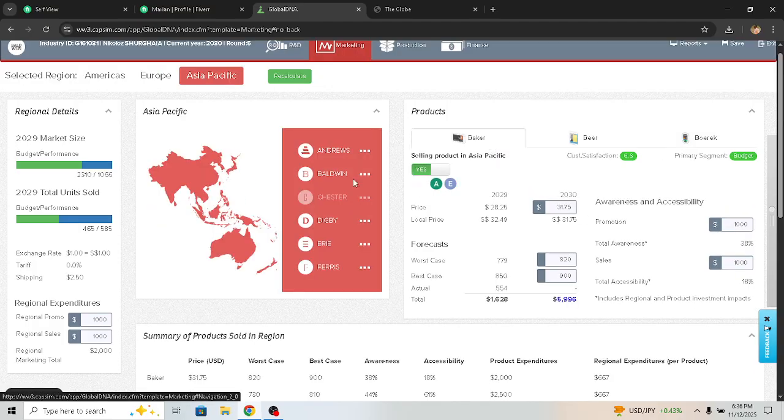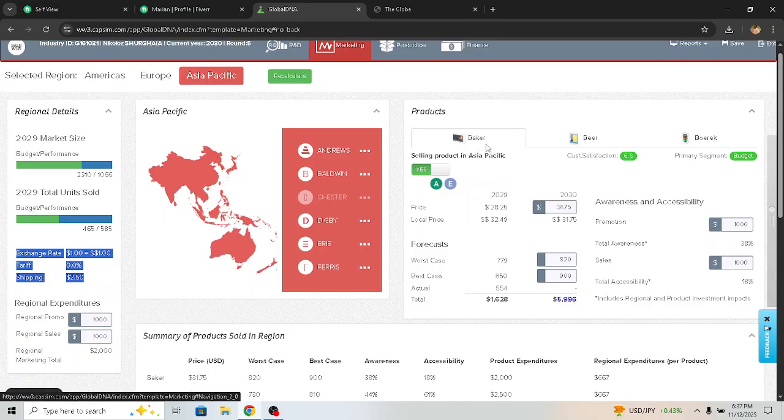With that being said, we'll go to our final region, which is Asia Pacific. In Asia Pacific, you're also going to start with considering the exchange rate. Looking at the exchange rate, here $1 equals 1 Singapore dollar. So with currency, we will not have any problem here. They have a tariff of 0 and shipping cost of $2.50.